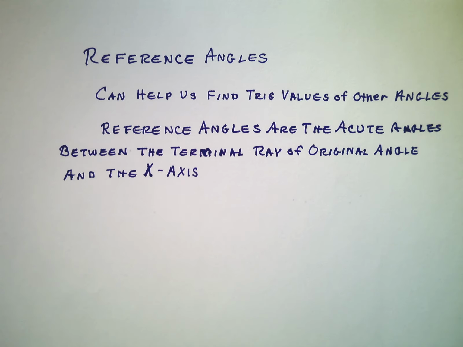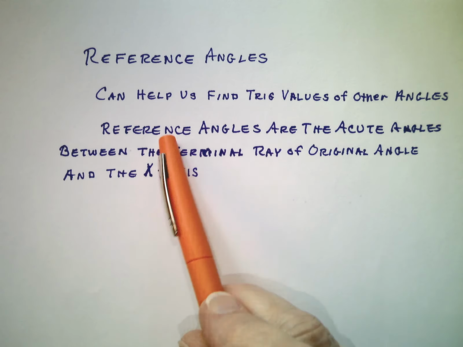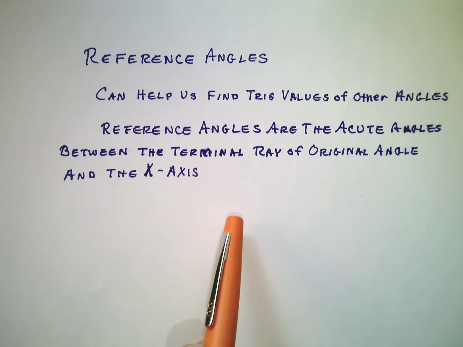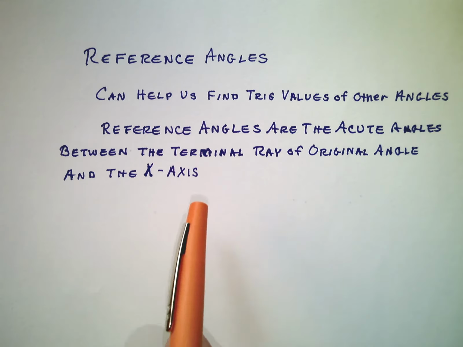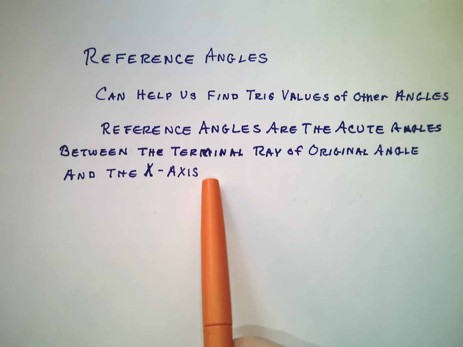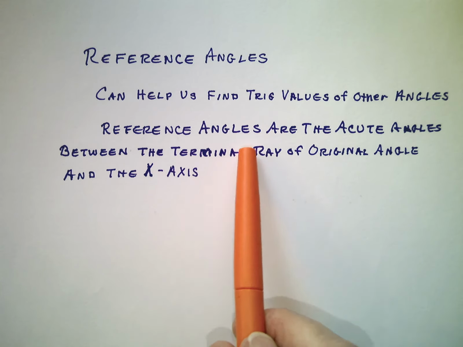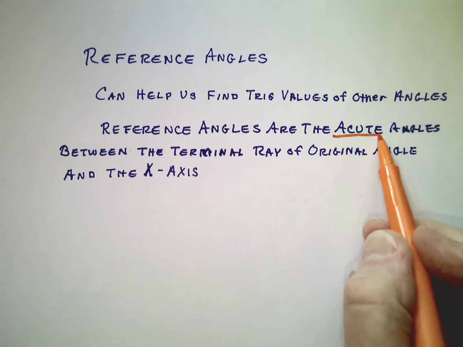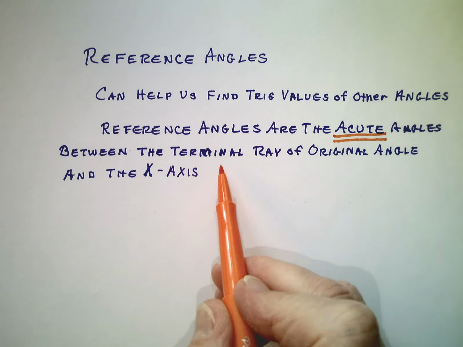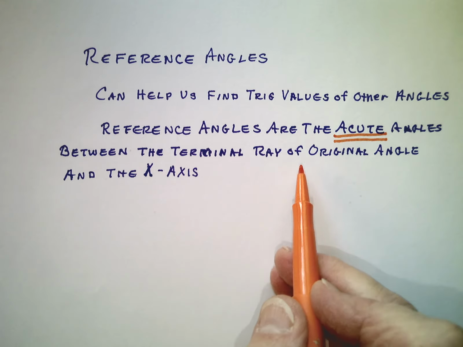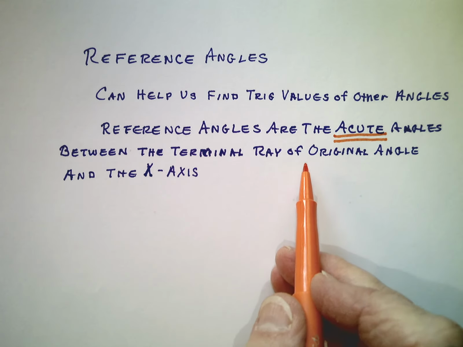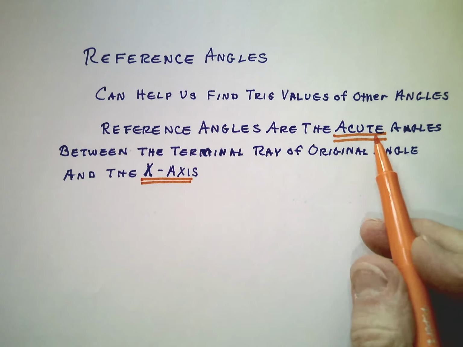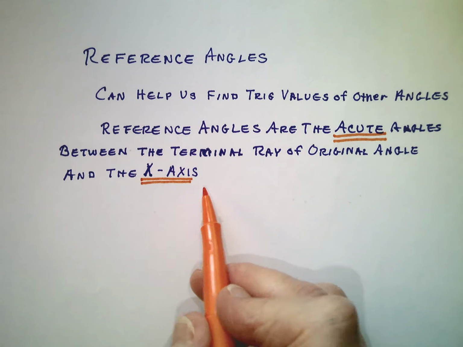So reference angles. Reference angles can help us to find the trig values of other angles. That doesn't sound too exciting probably, but actually it's pretty interesting. Reference angles are the acute angles. Gotta be acute. Always acute angles. And they're formed between the terminal ray of the original angle that we're looking for and the x-axis. So they have to be acute, they have to be bounded by the x-axis.